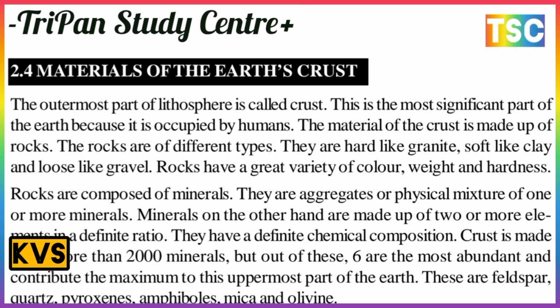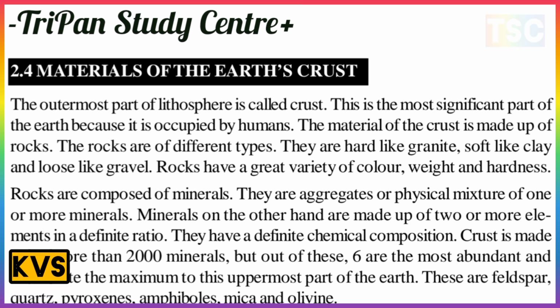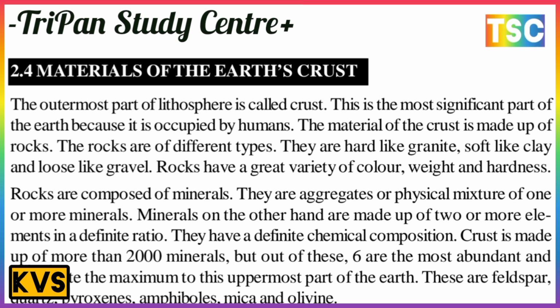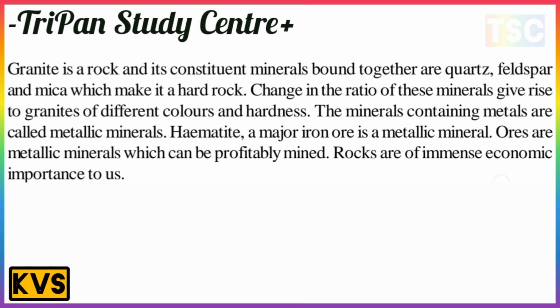Rocks are composed of minerals. A rock is an aggregate or physical mixture of one or more minerals, and minerals are made up of two or more elements in a defined ratio. They have a defined chemical composition. The crust is made up of more than 2000 minerals, but out of these, 6 are most abundant and contribute the maximum to this uppermost part of the earth. These are feldspar, quartz, pyroxene, amphibole, mica, and olivine.